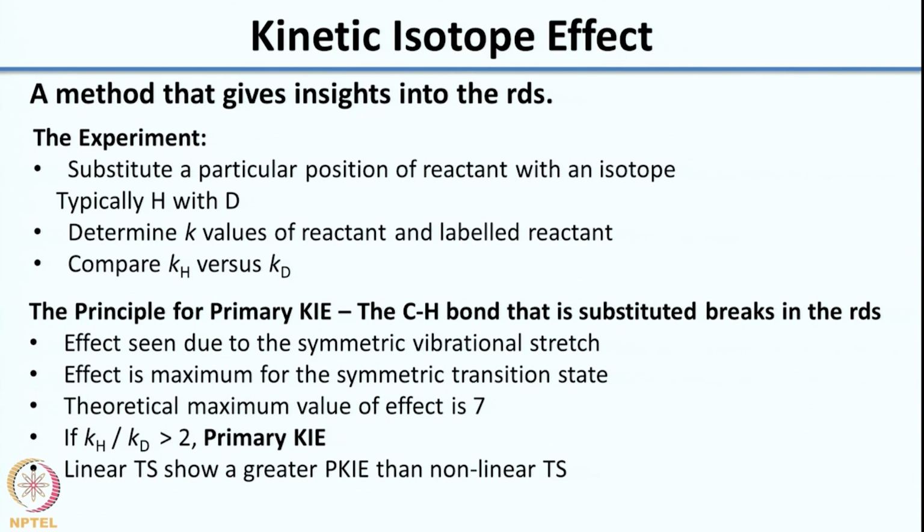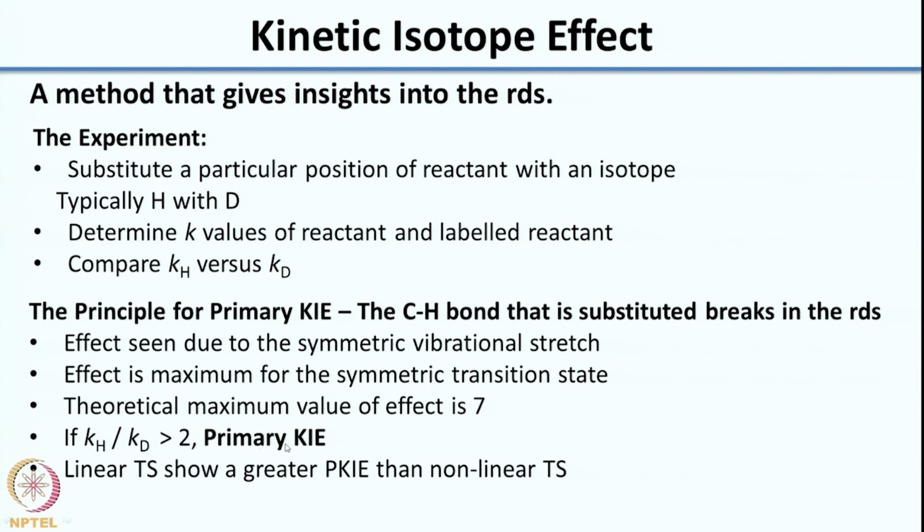What is seen is that a primary kinetic isotope effect is one where the C-H bond breaks in the rate determining step. So what you see is the effect is due to a symmetric vibrational stretch, and the effect is maximum when you have a symmetric transition state. The theoretical maximum value of this effect was seen as 7, and if kH over kD is greater than 2, you have a primary kinetic isotope effect.